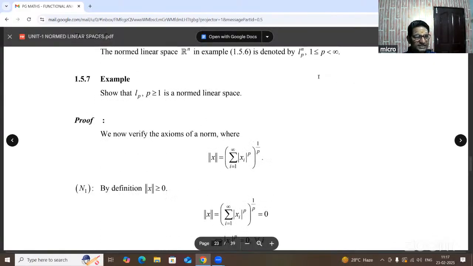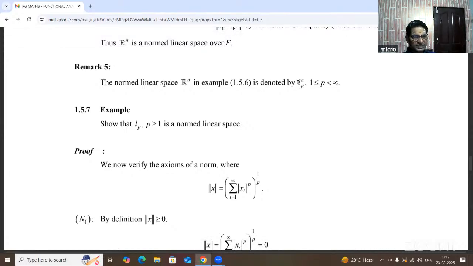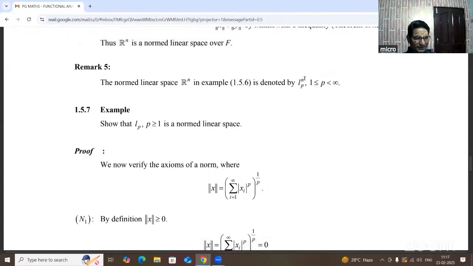Now here, this is also R power n of the normal linear space, denoted by LP power n. This is the LP space on n-dimensional, and L infinity on n is also explained here. But here P lies between 1 and infinity, that is, 1 is less than or equal to P less than infinity. That is the condition of LP spaces on n-dimensional.